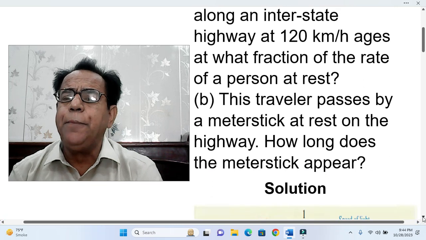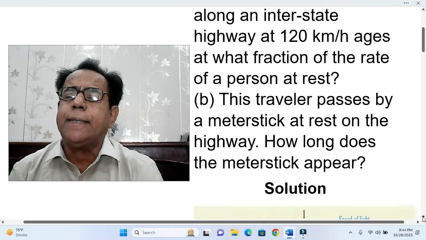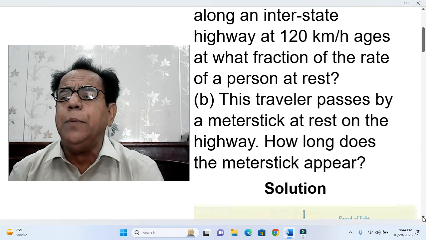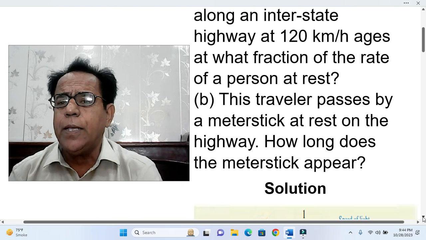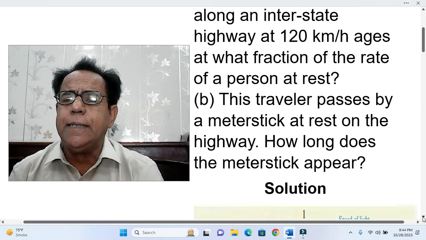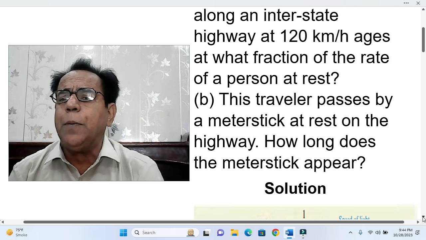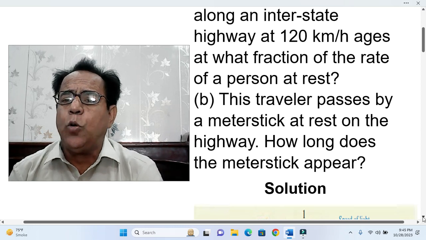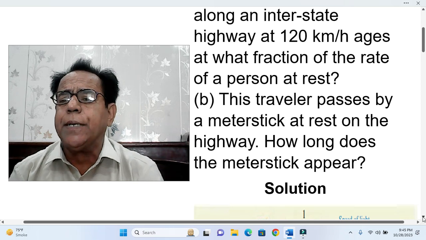Part B is: this traveler passes by a meter stick. Meter stick means a stick whose length is 1 meter. So here length is given. This traveler passes by a meter stick at rest on the highway. How long does the meter stick appear?